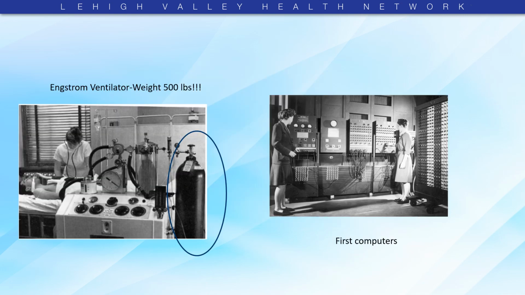Now, the first positive pressure ventilators were very, very huge. They're very similar to the first computers. Back in the early 60s, you had computers that were the size of a room, not like you have now in your phone. And the same thing with ventilators. The Engström ventilator weighed 500 pounds. It would take some really strong individuals to push it from one area to the patient's room. And there was no piped-in oxygen.